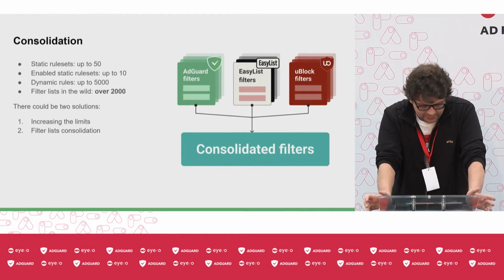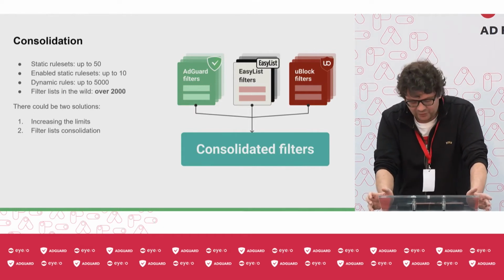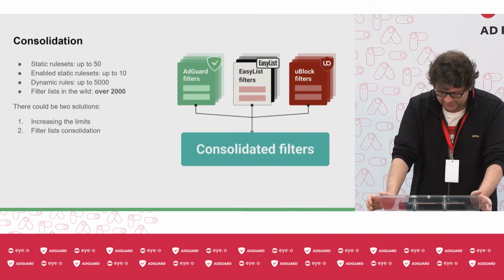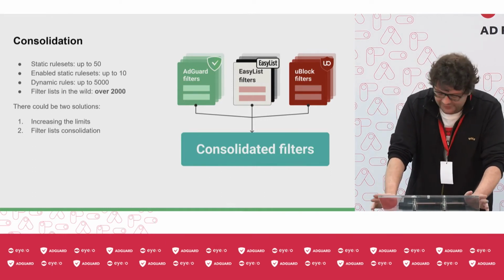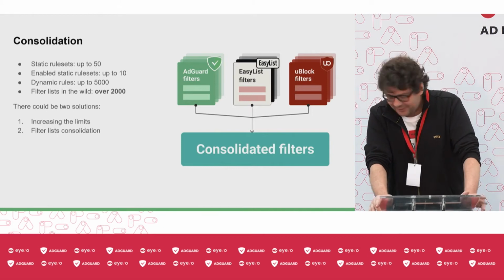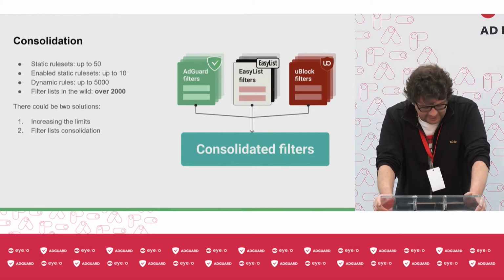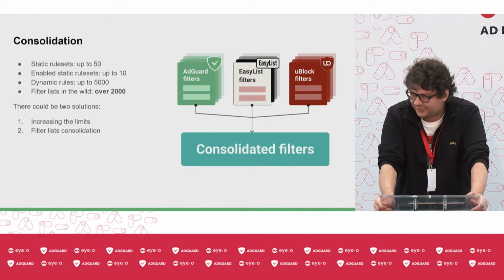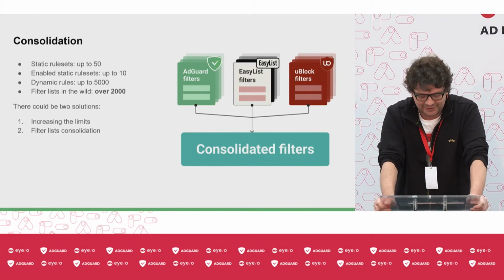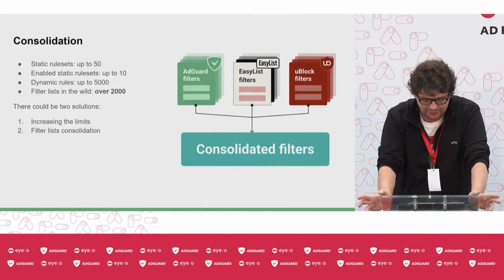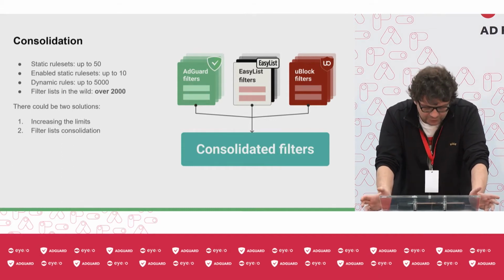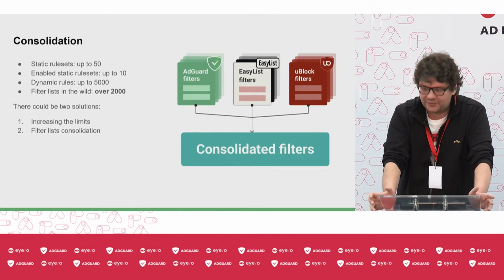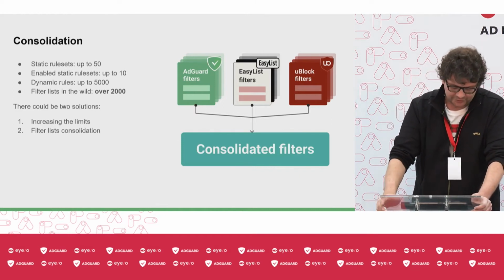Now combine this with the fact that there are over 2,000 known filter lists. How are we supposed to choose the chosen ones? What will motivate people to create new lists when all the slots in the browser extensions are already occupied? What will they do when their custom list does not fit the dynamic limit anymore?